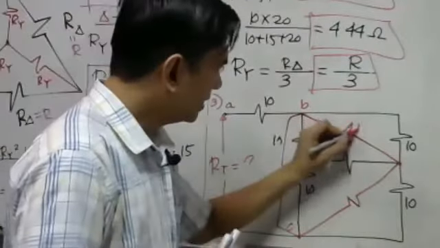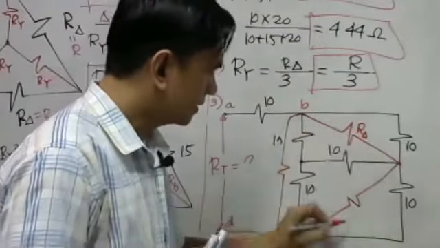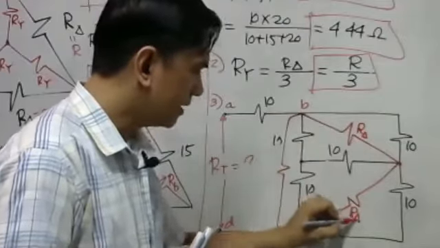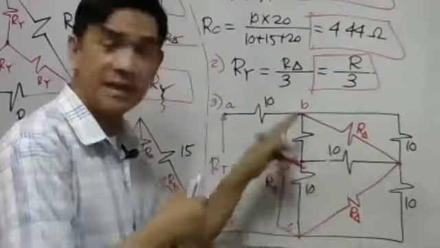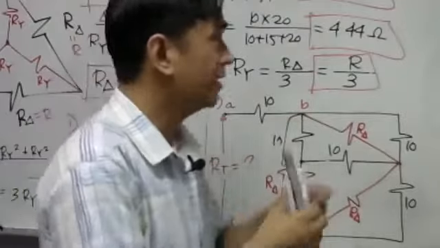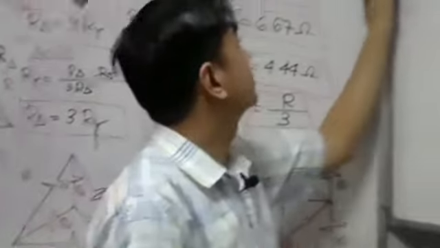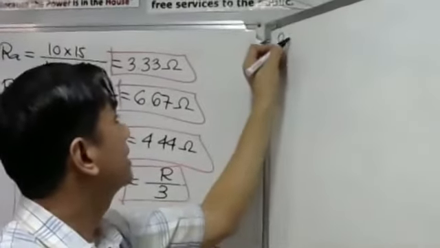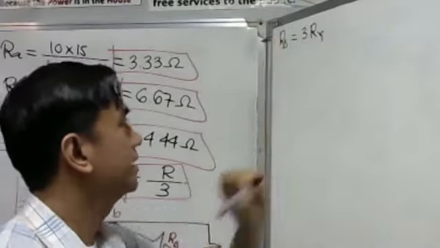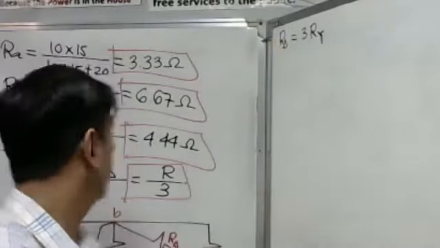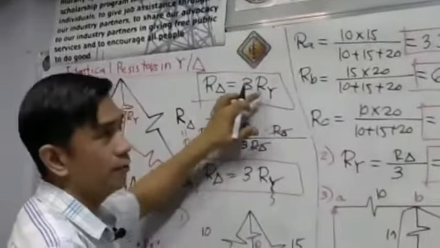I will make it as R delta. So we have the 3R delta here. No problem because the resistors are identical. Again, what is our formula? So our R delta is equal to what? 3RY. As shown in our formula, R delta is equal to 3RY.